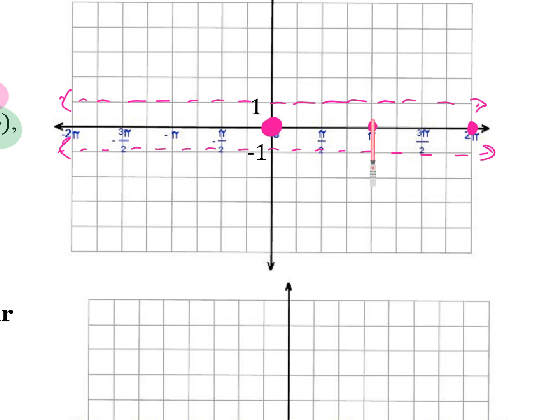So I'm going to have another 0 halfway through. Between that halfway up, I'm going to go up to 1. I'm going to go down to -1, and I just did one period of this function. I'm going to repeat that pattern. And we just graph sine.